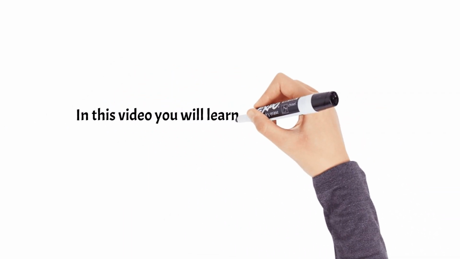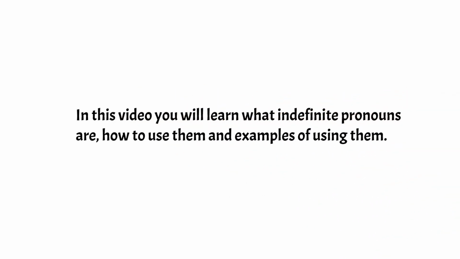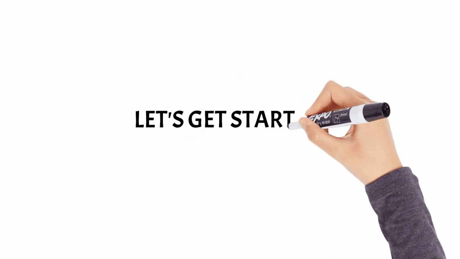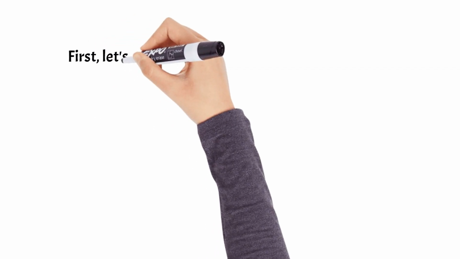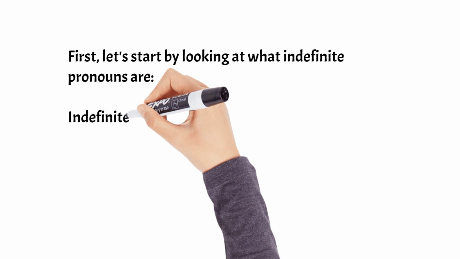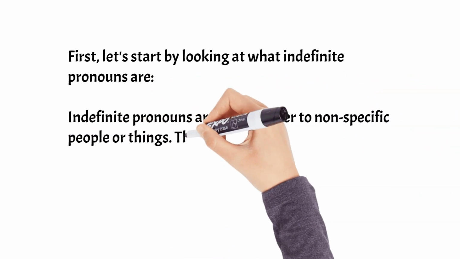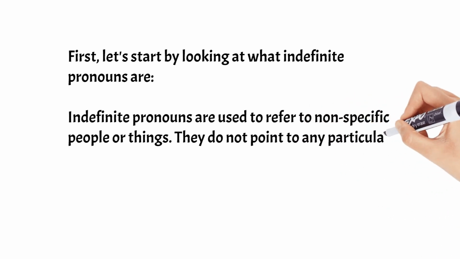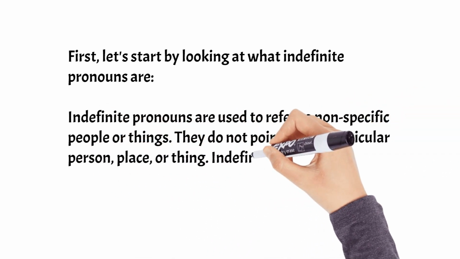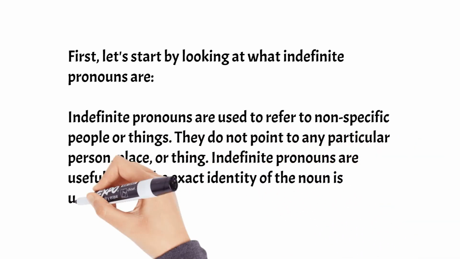Indefinite pronouns. In this video, you will learn what indefinite pronouns are, how to use them, and examples of using them. Let's get started. First, let's start by looking at what indefinite pronouns are. Indefinite pronouns are used to refer to nonspecific people or things. They do not point to any particular person, place, or thing. Indefinite pronouns are useful when the exact identity of the noun is unknown or irrelevant.